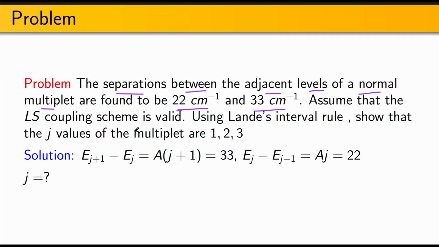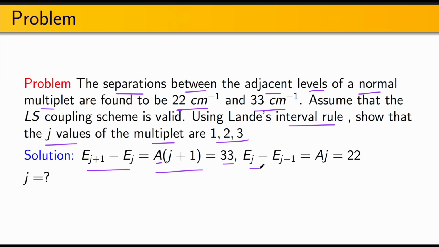Assuming that the LS coupling scheme is valid, use Landé's interval rule. Show that the J values of the multiplet are 1, 2, 3. We know from Landé's interval rule that E_J+1 minus E_J, the energy difference between successive multiplets, is actually A times (J+1), where A is a constant, and here it is 33.